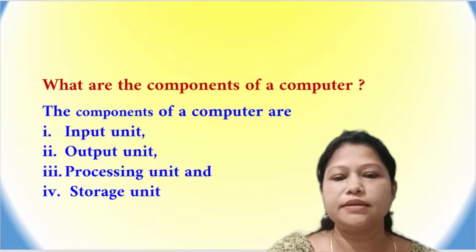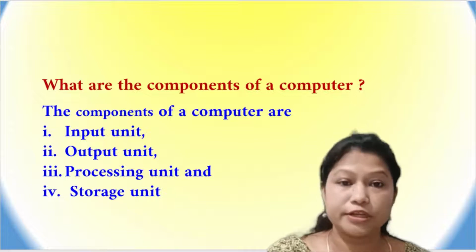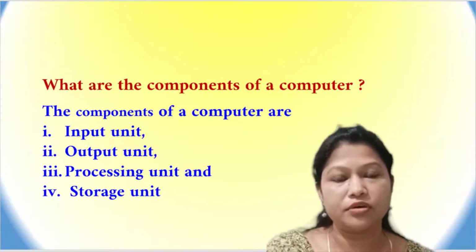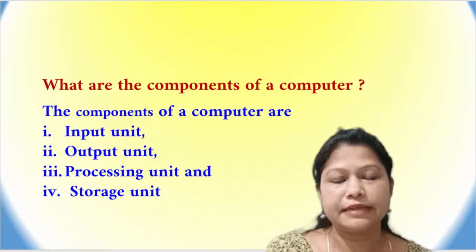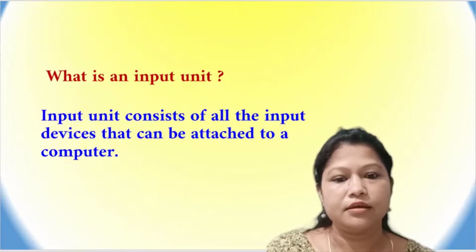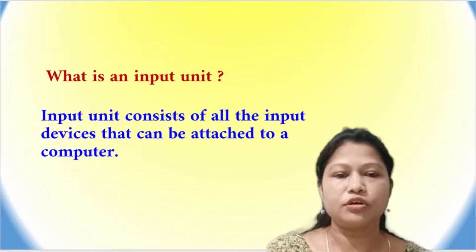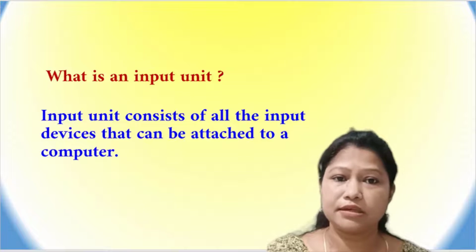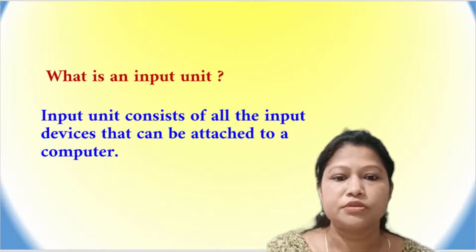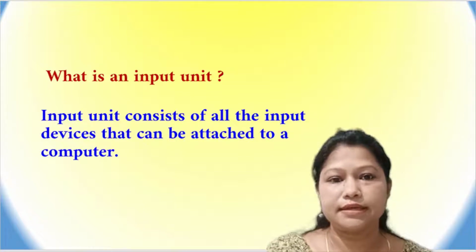The next topic is the components of a computer. A computer system is composed of 4 components: first is the input unit, the second is the output unit, the third is the processing unit and the last one is the storage unit. First we will see the input unit. What is an input unit? Input unit consists of all the input devices that we can attach to a computer system. We will see in detail one by one all the input devices.